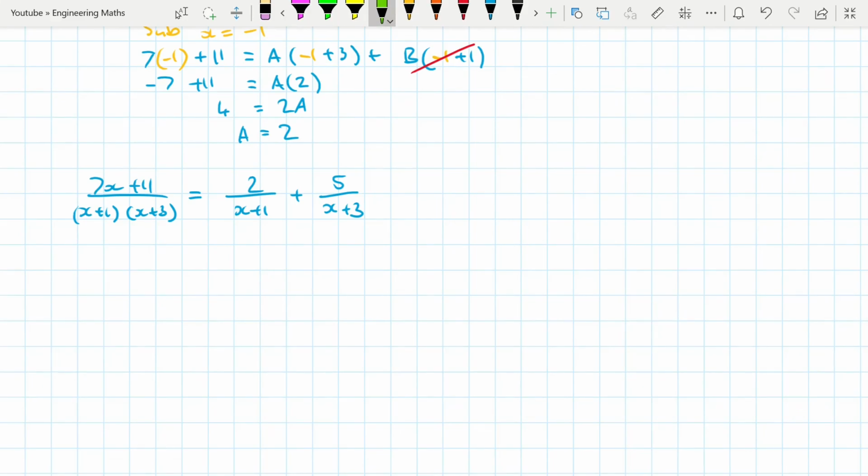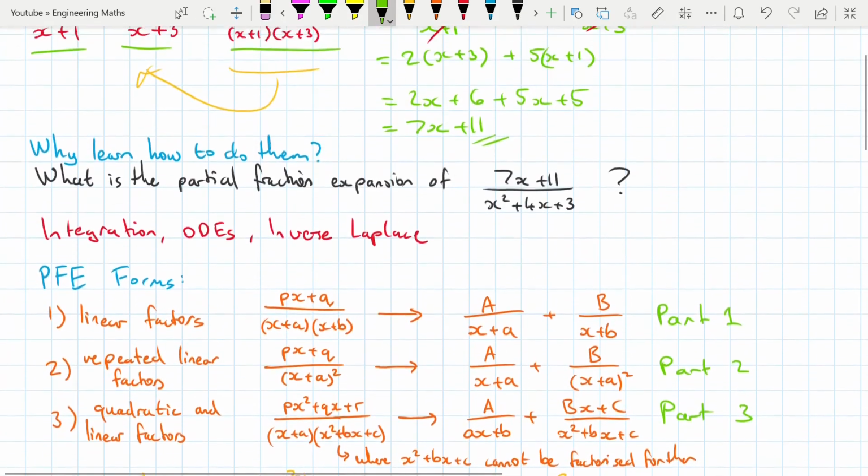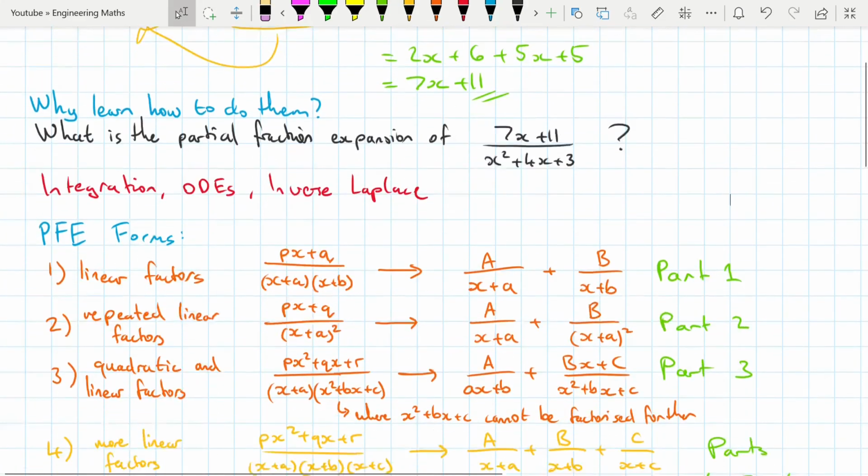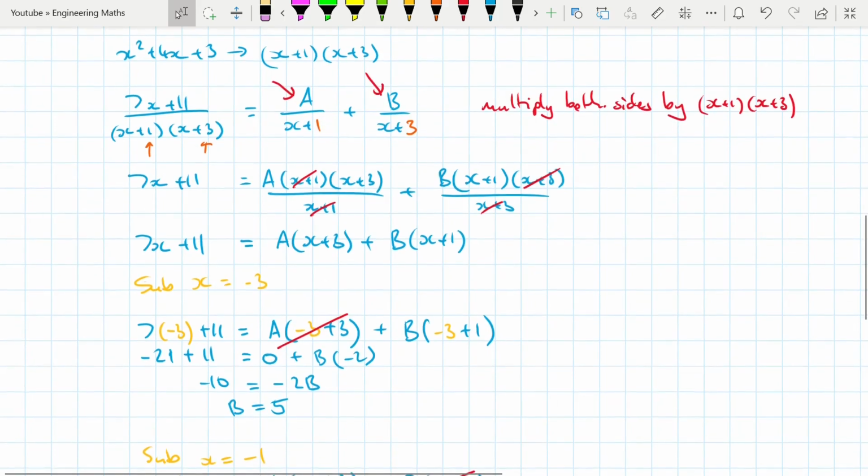And in a test or exam, if we wanted to see that this was correct, we could go over on the side, do working out, and it should equal what we got over here, just like it did when we did it the first time up here. Okay, and so that's the end of part 1, example 1.